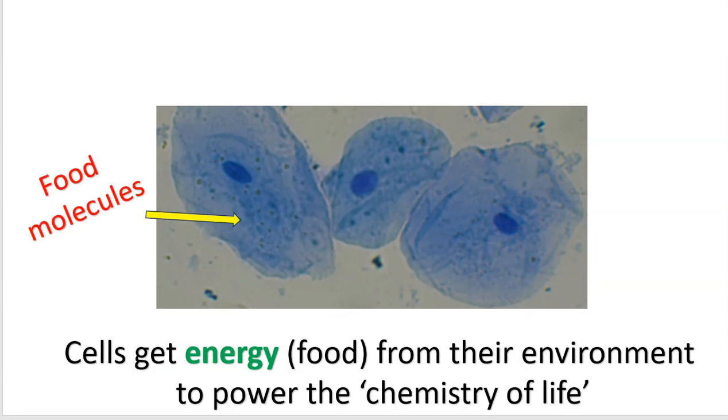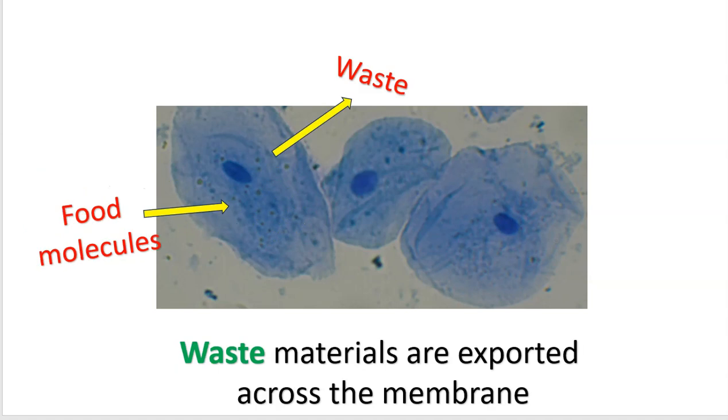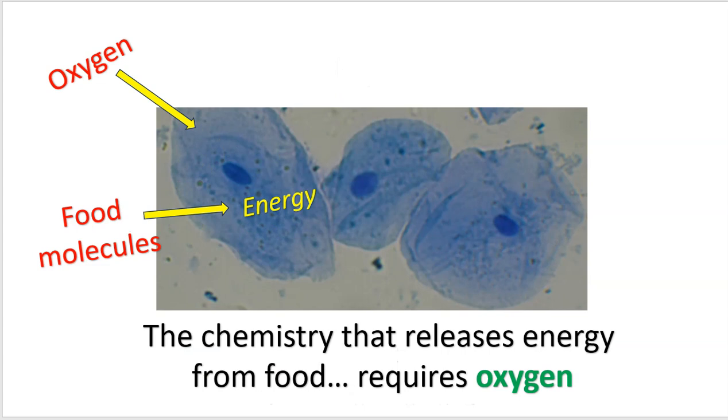And for that chemistry of life to occur, the cell has to constantly import resources from its environment, food. And food molecules are a source of building materials and energy. And this is what's necessary to maintain the chemistry of life within the cell. Of course, all this chemistry does produce waste, which has to be exported out of the cell. If waste builds up in the cell, it interferes with the chemistry of life.